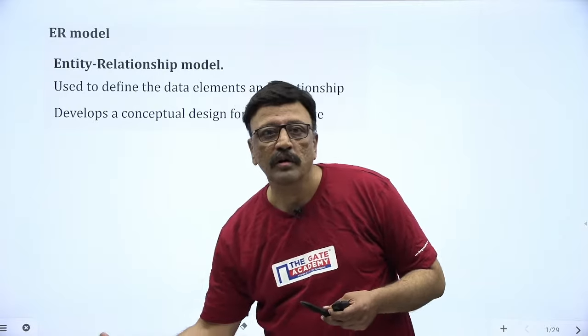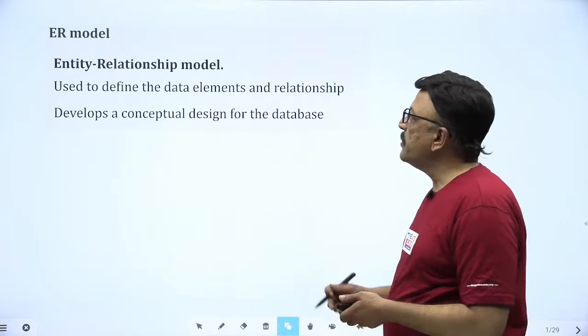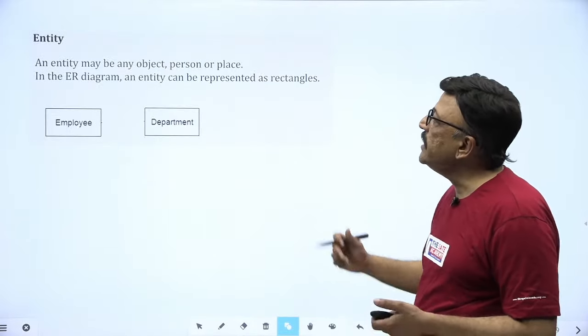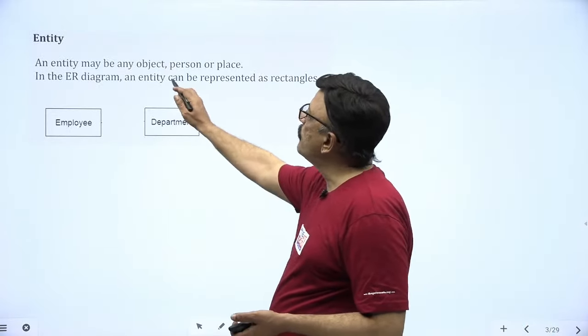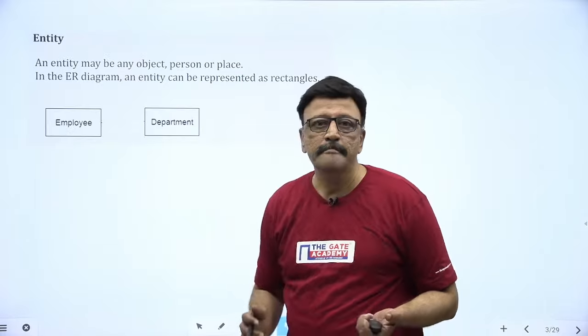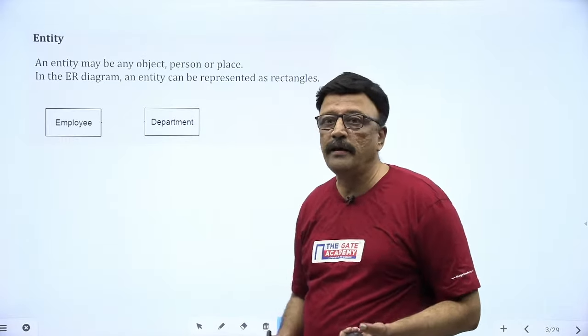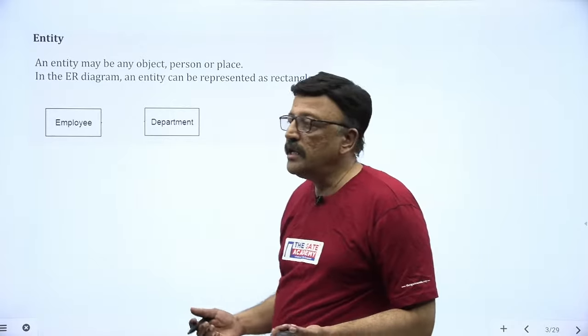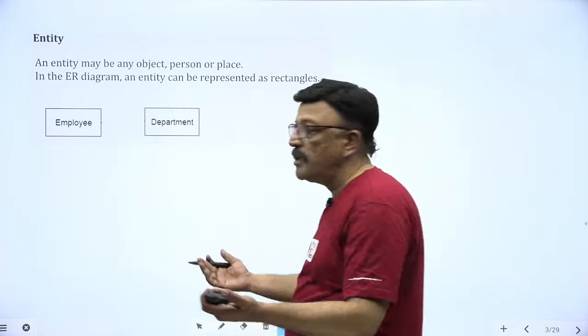It's a noun. So basically, if you want to define what is an entity, an entity may be an object, person, or a place. Any noun is an entity. For example, employee is an entity, or maybe department is an entity.